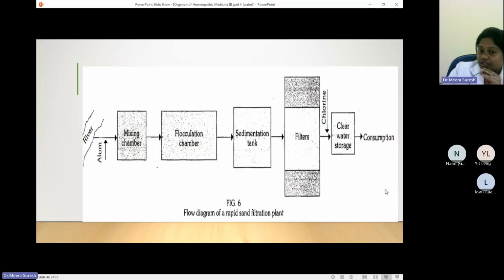So this will be the flow chart for the case of rapid sand filtration. You see the water is coming from the river. For the slow sand, of course, groundwater etc. can be used because there is no pre-treatment done. But if it is river water, which is very polluted, contaminated, turbid, we have to mix it with alum, then the mixing chamber, the flocculation chamber, then allow it to settle in the sedimentation tanks, and then it passes through the filter layer. Chlorine is also added over here, and then the water is ready for consumption.